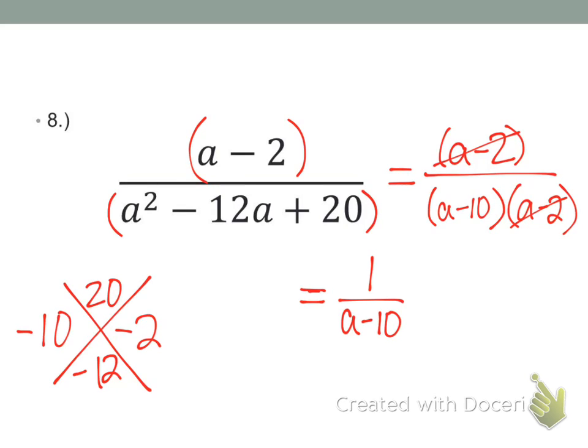Remember, if there's a 1 in the denominator, we don't really need to have it. But if there's a 1 in the numerator, you have to put it there. The same reason why on that one that equaled 1 over 4, we didn't just write a 4. If there's a 1 left over in the numerator, we have to put it there. Questions on number 8?